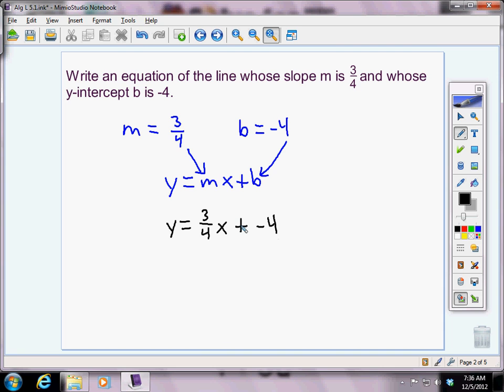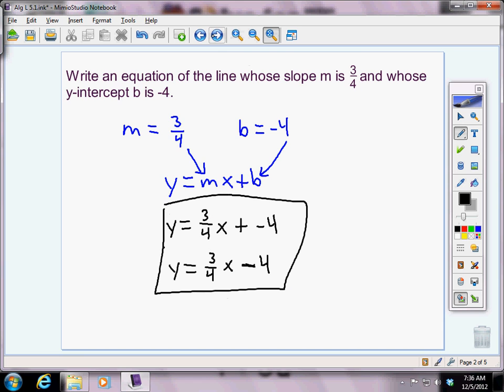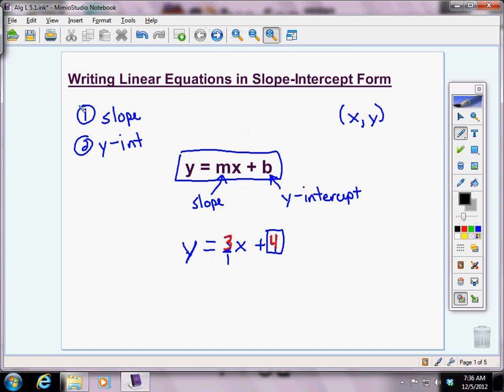Now remember, anytime you see plus a -4, that is the same as y equals 3/4 x minus 4. A little bit neater writing it this way, but they're equivalent. Either way works. So in some instances, ladies and gentlemen, you really are just going to be putting in the slope and y-intercept and getting your solution. One of these two. Okay. Again, to write an equation in slope-intercept form, you need these two things, slope and y-intercept.